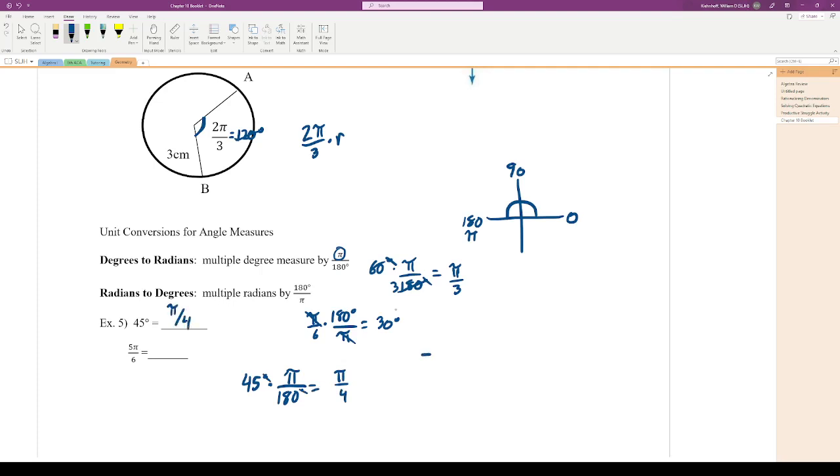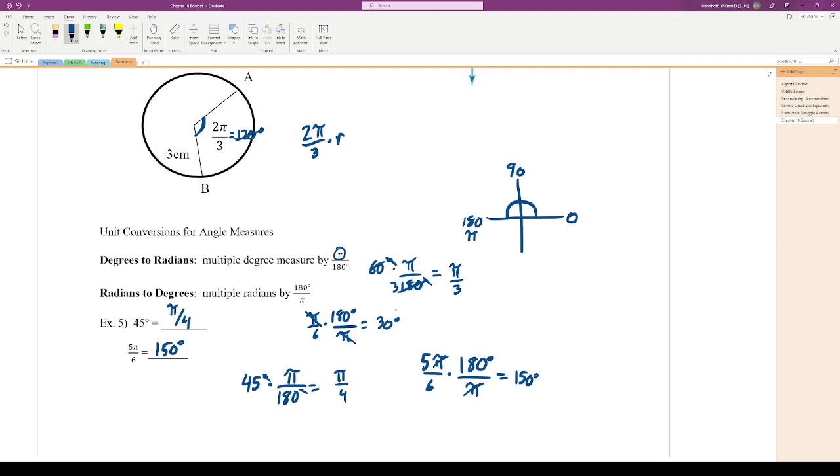Going the other way, they have 5 pi over 6 radians, and we're going to change that to degrees, so we're going to divide by pi. Whatever we're changing it to, that's the thing that goes on top. Changing to radians, pi goes on top. Changing to degrees, degrees goes on top. Here again, pi cancels out. 180 over 6 is 30. 30 times 5 is 150 degrees. And that's it. So it's pretty easy to change degrees to radians if you need one or the other.